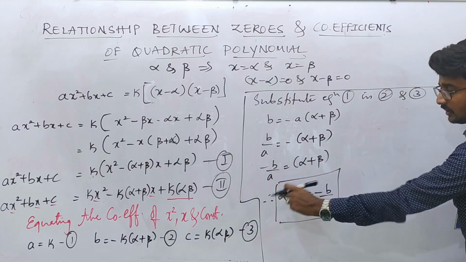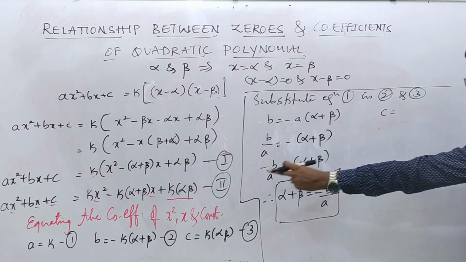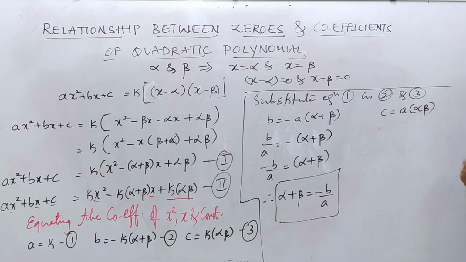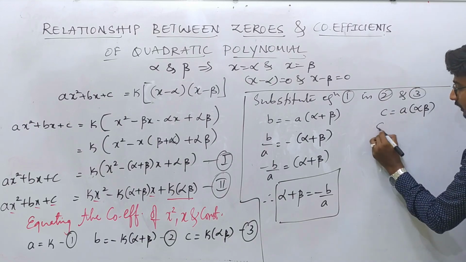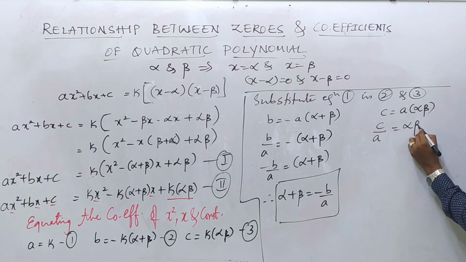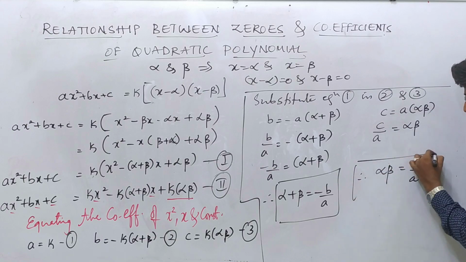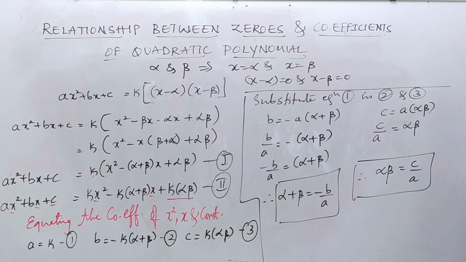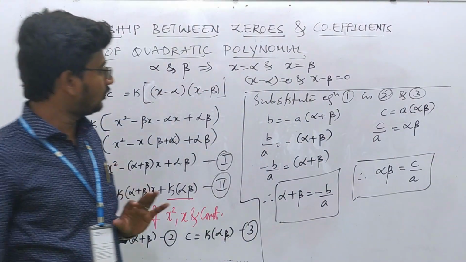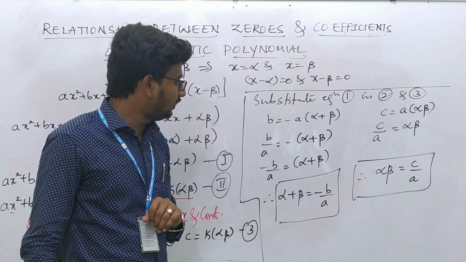Now substitute again equation 1 in 3. What is equation 3? c is equal to k, and I said to substitute k as a. c is equal to a into alpha beta. Take a to the denominator of LHS, c by a is equal to alpha beta. Therefore, the product of zeros, alpha beta, is equal to c by a. This is how we prove the sum of the zeros and the product of the zeros of a quadratic polynomial. I hope you have understood this.